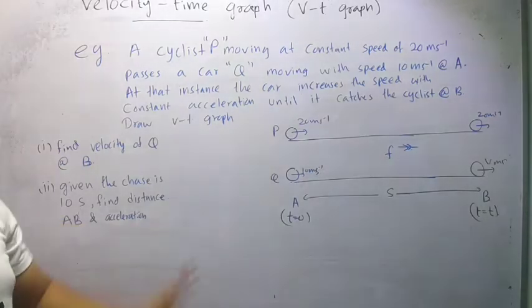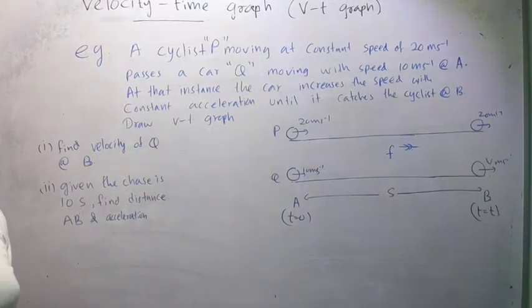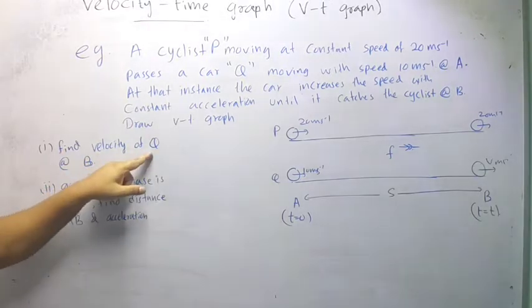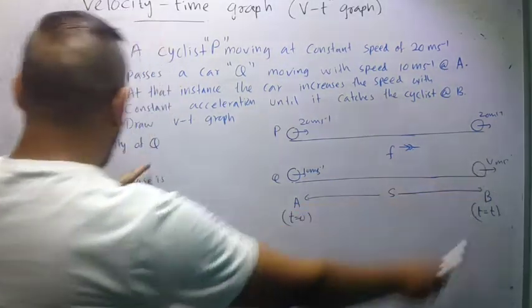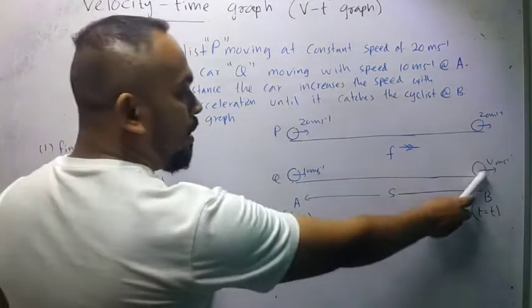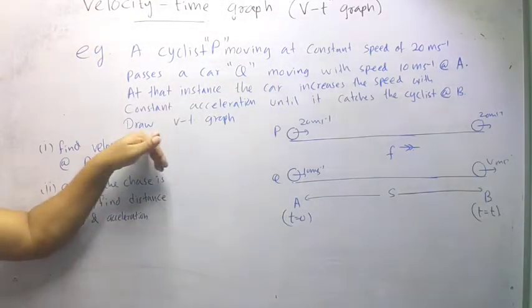That is all that is given. Right. So what they are asking is to find the velocity of Q, the velocity of the car at B, at this moment. First we have to draw a VT diagram.